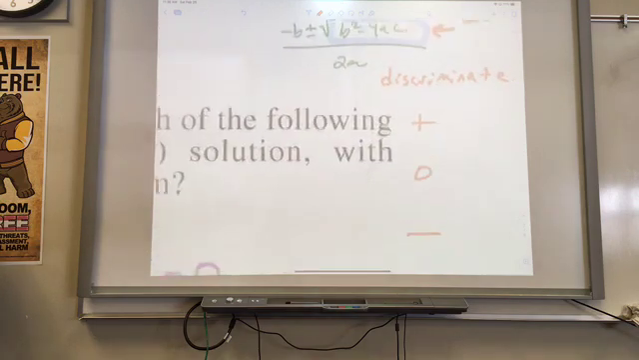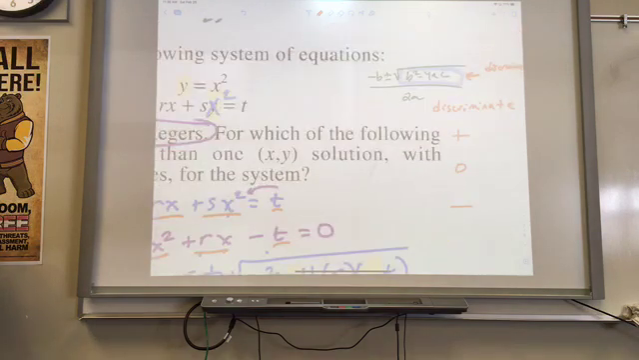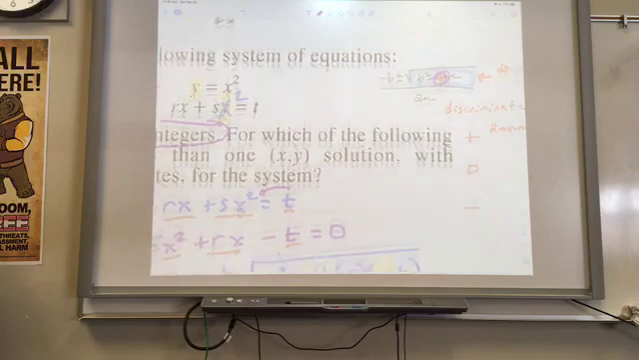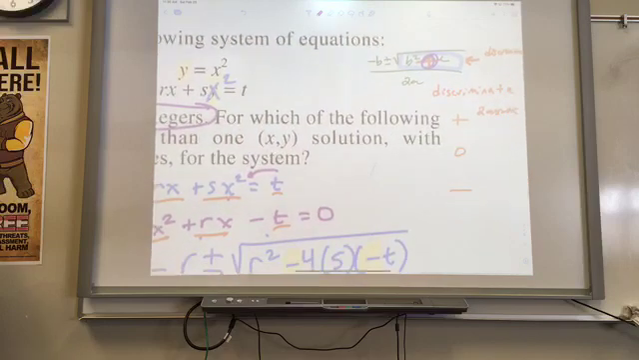Now, if this is a positive number, I don't care if it's like 25, which is a perfect square, or 7, which isn't. How many answers do I get whenever I solve the quadratic formula? I always get 2 answers. Yeah, because I get the plus and the minus. Okay, let's say this was 0. How many answers would I get? 1. I only get 1 answer, because adding 0 and subtracting 0 is the same thing.